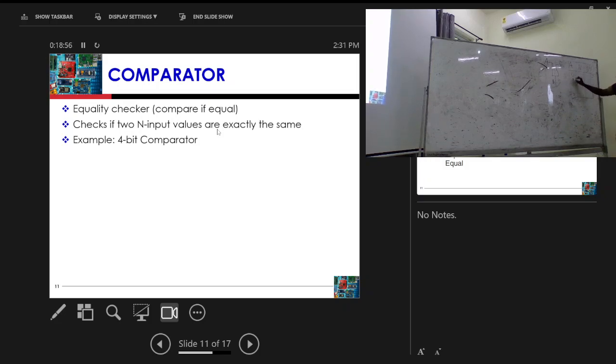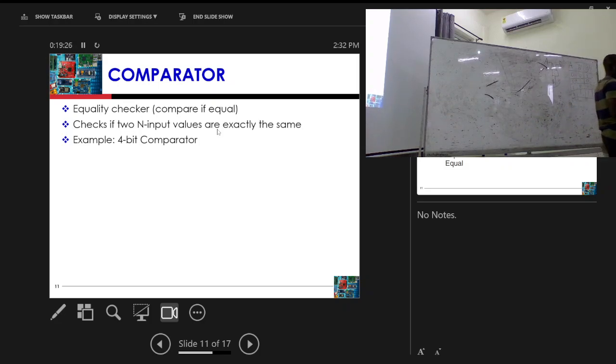So here we have A: 0, 0, 1, 1, and B: 0, 1, 0, 1. Let's pay attention here. For the truth table, if A is 0 and B is 0, what is Y? 1. Then 0, 0, 1. As easy as that. So this is the truth table of a comparator. We compare A and B, and if they are the same, the output is a 1. If they are not the same, the output is a 0.